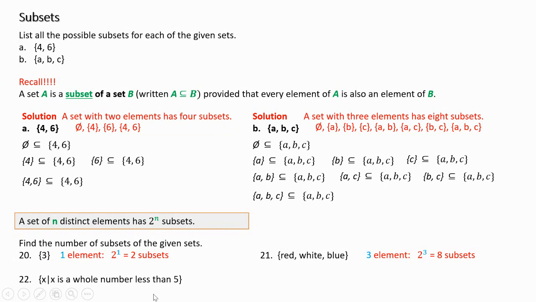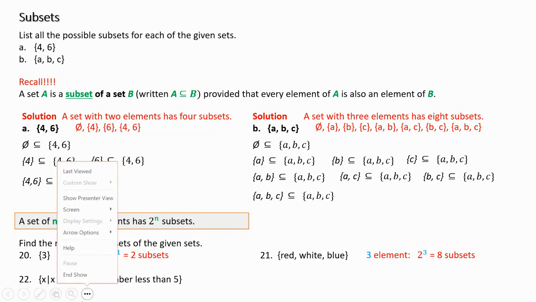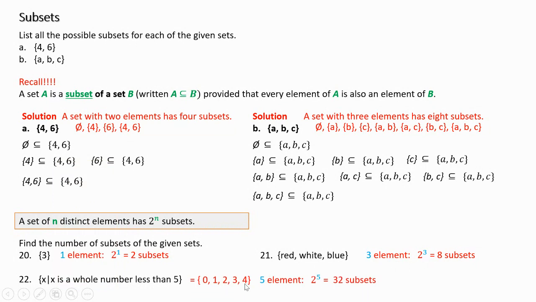X is a whole number less than 5. Remember, whole numbers start with 0, so it'll be 0, 1, 2, 3, and 4. So it's going to be 5 elements, so 2 to the fifth power gives us 32 subsets.